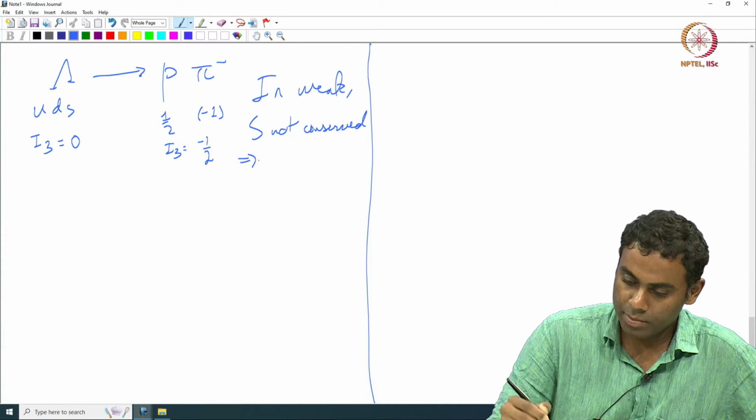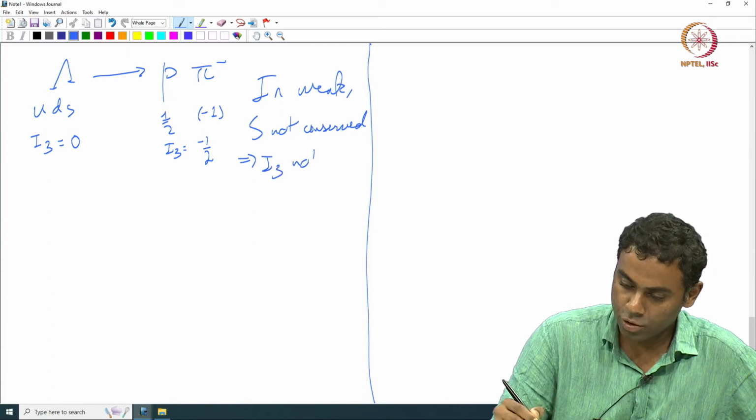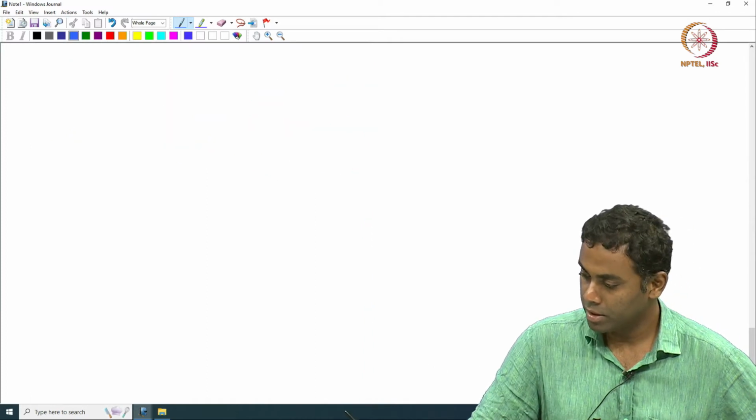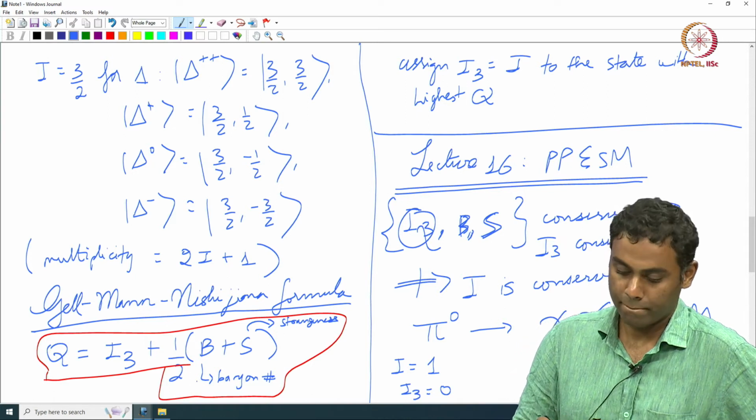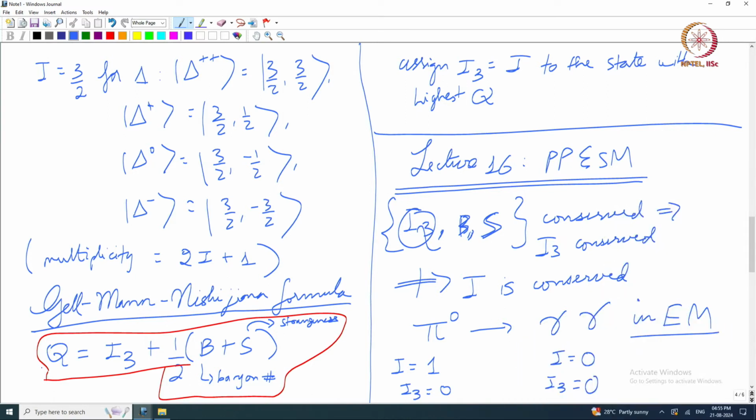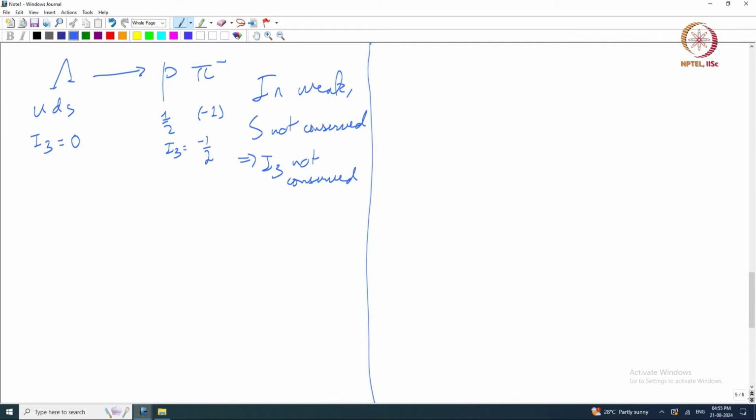So, that implies I3 is also not conserved as per the Gell-Mann-Nishijima formula. Agreed? Baryon number is obviously conserved, total electric charge is conserved, but there is now an interchange between I3 and S, the strangeness. Notice that the formula still holds, the formula is not violated. It is just that I3 and S separately are not conserved in weak interactions, and so on and so forth.